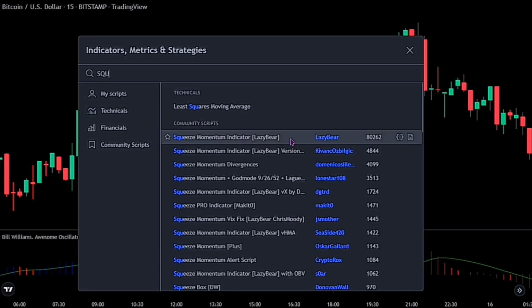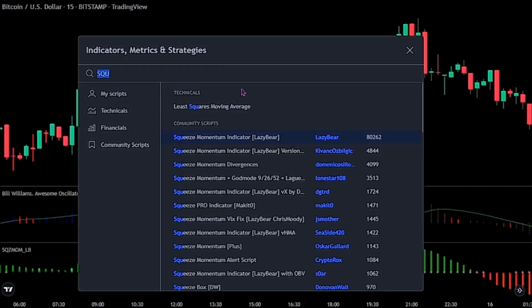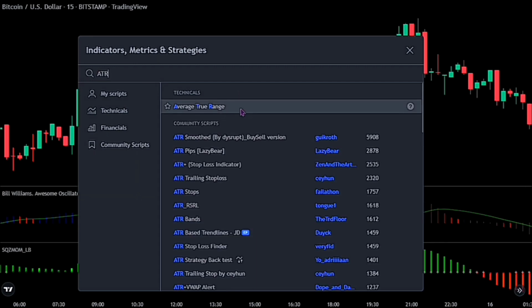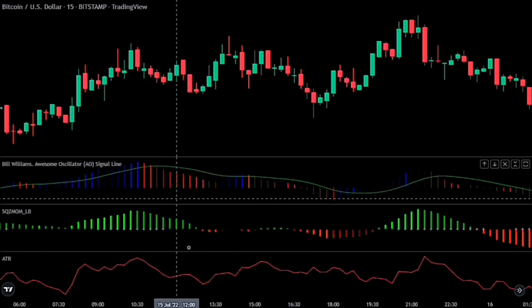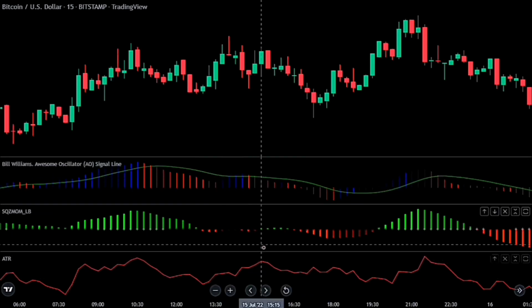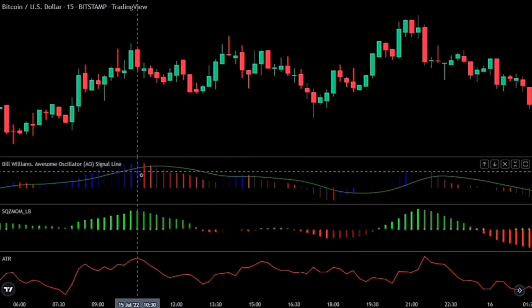This one here by Hpotter. As you can see, there are a lot of them in the search results. For the second indicator, let's add the famous LazyBear squeeze momentum indicator, as it has been the most popular TradingView indicator since 2011. Now, for our last indicator, we will be adding the ATR-based indicator.